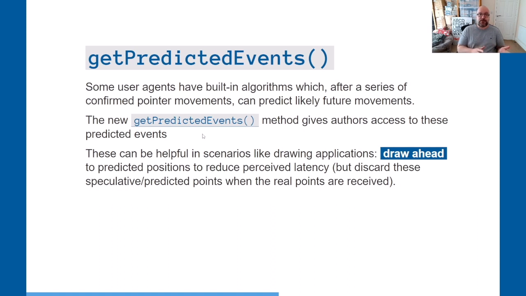Now, some user agents have built-in algorithms which, after a series of confirmed pointer movements, can predict likely future movements. The new getPredictedEvents method gives authors access to these predicted events. And this can be helpful in scenarios like drawing applications. You can draw ahead to predicted positions to reduce the perceived latency, and then later discard these speculative predicted points when the real points are actually received.